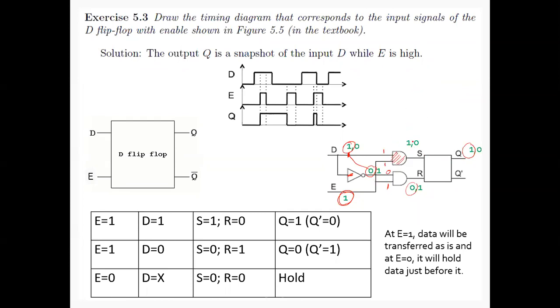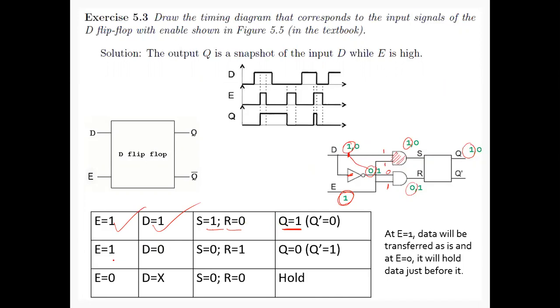So S equals 1, Q equals 1. So we are happy with 1 and 1, right? So 1 and 1 is done. We are happy because this is similar to S equals 1, R equals 0. This gives you 1.